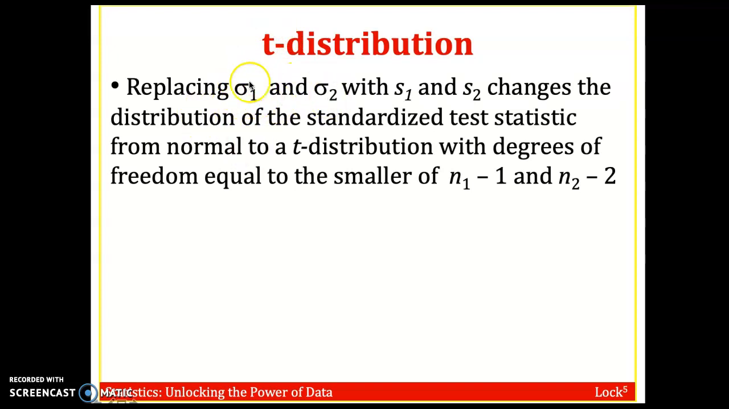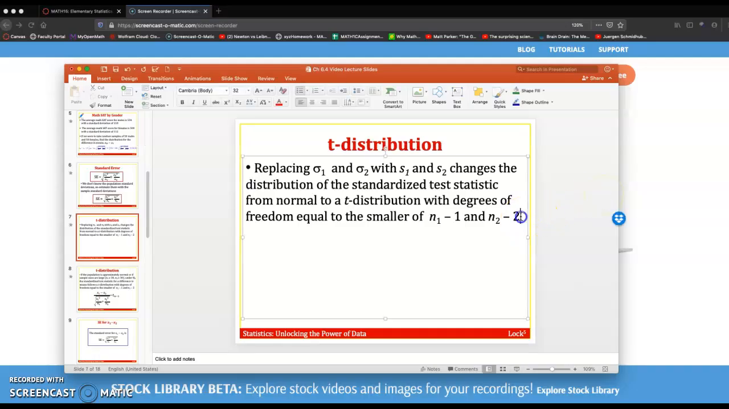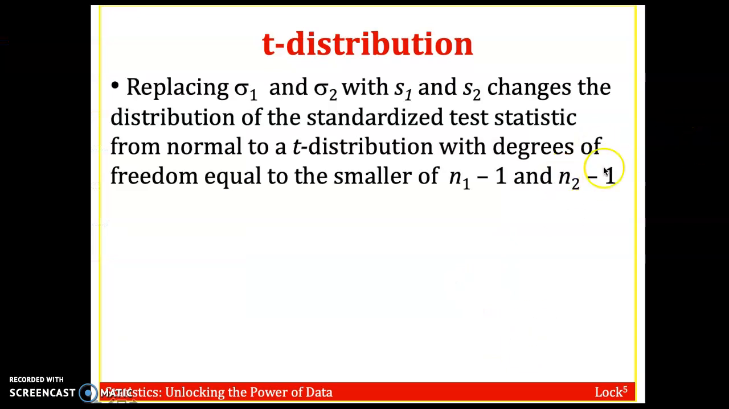So when we replace the population standard deviations with the sample standard deviations, we move from the z normal distribution to a t distribution. And for our class, we're going to use the degrees of freedom as the smaller of the two sample sizes minus 1. Ooh, this is a pretty big typo. Okay, I'll make sure the slides are correct. I'm going to post these on Canvas. So the degrees of freedom is the smaller of the two sample sizes minus 1.